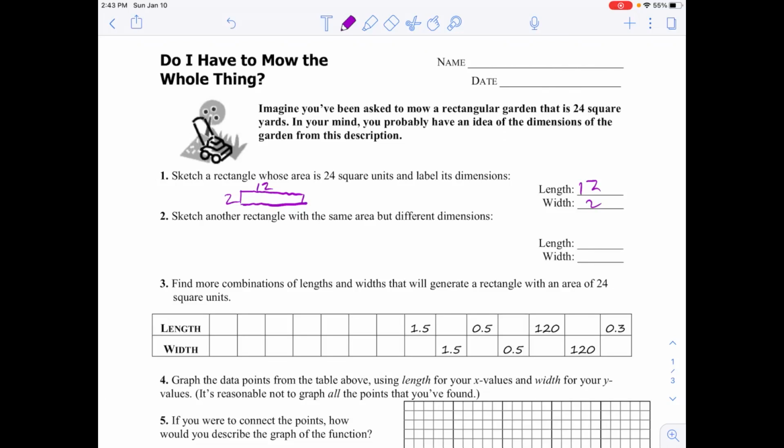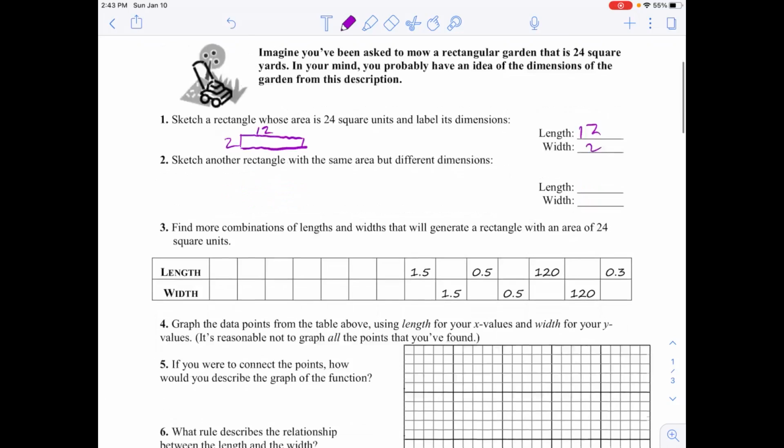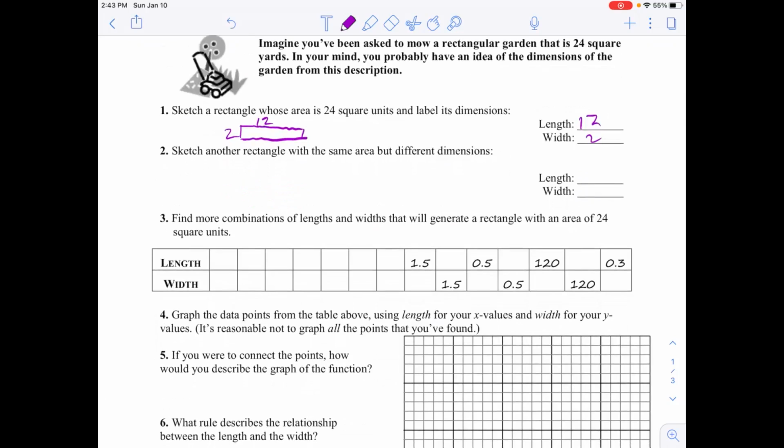After you find those, we're now going to find as many combinations as we can come up with, and I've filled in some things for you. The things that are filled in are not necessarily the first thing you would think of. For example, if the length was 1.5, as it is here, to figure out what the width is, you're going to have to do 24 divided by 1.5, which is 16. So your number here would be 16. And then we could also have a length of 16 and a width of 1.5.